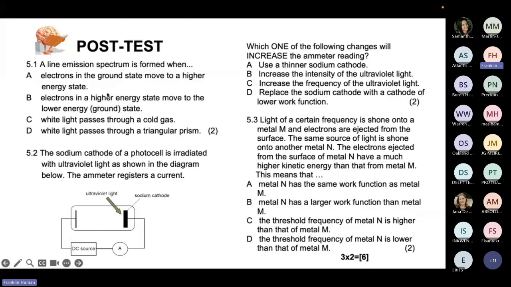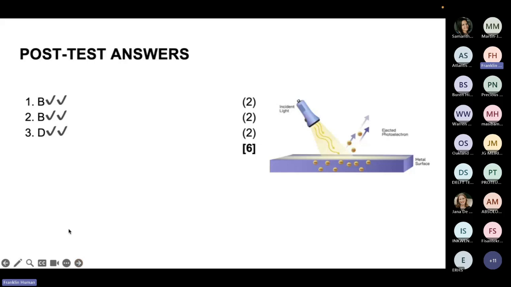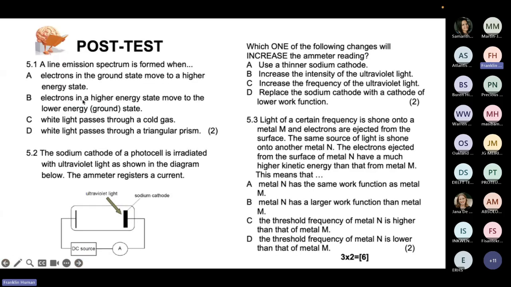Right. 5.1, the line emission spectrum is formed when electrons in the ground state move. You can see the options given there, and your answer is B for that one: electrons in a higher energy state move to a lower energy state or the ground state. I mentioned this right at the beginning. That is when you have your different quantum levels, N3, N2, N1, N1 being the lowest energy state, and so that is what that refers to.